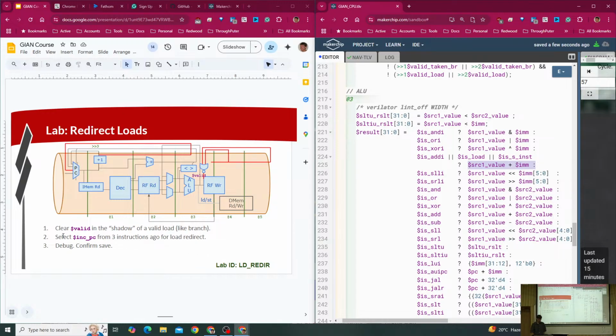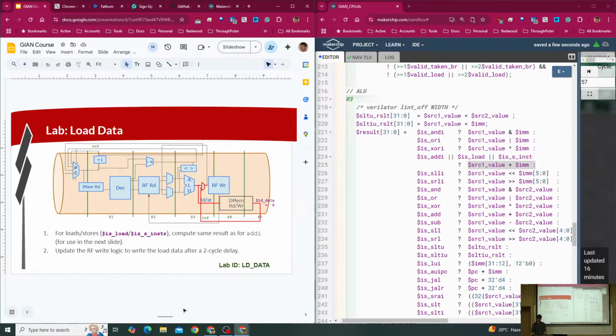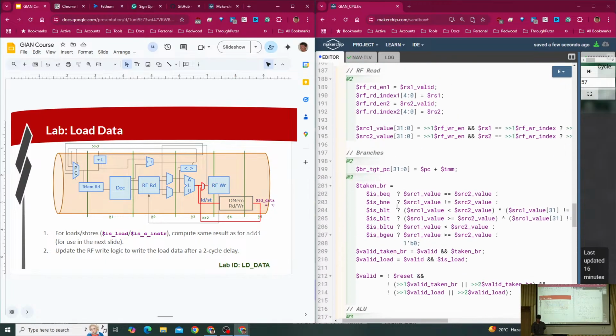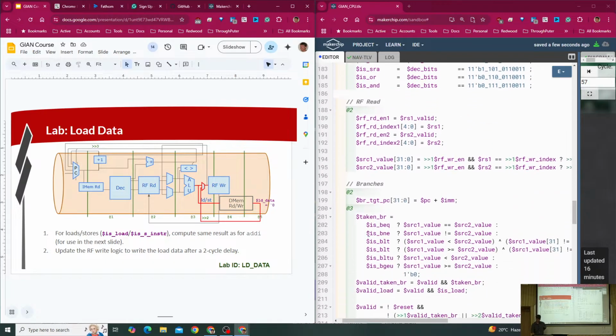So let's look at step 2 of our lab. So step 2 is that the memory is going to return the load data a little bit late. We need to inject that into the register file. So implementing this mux here. So that mux is feeding into the register file for write.